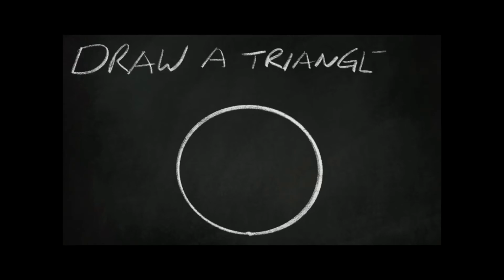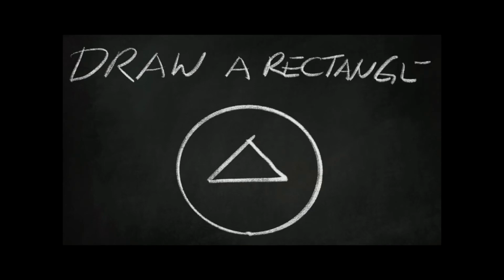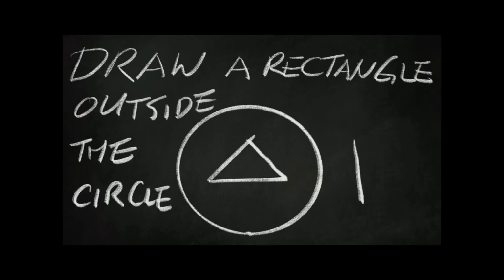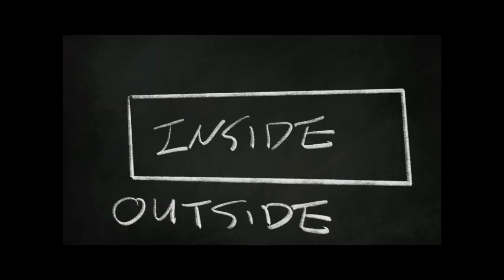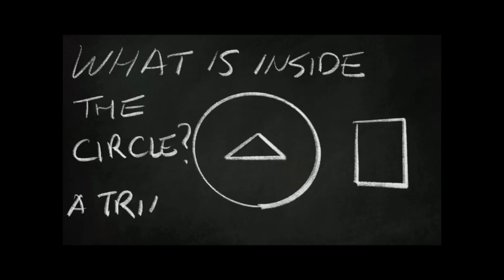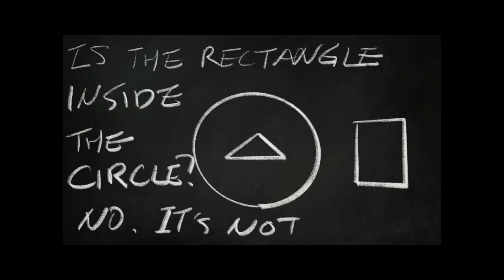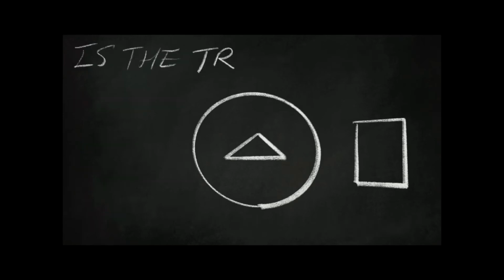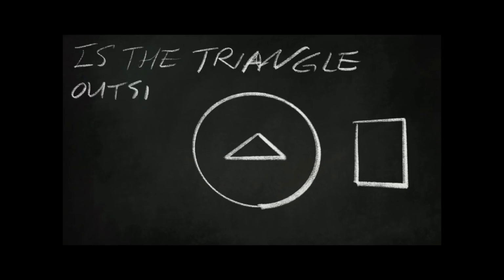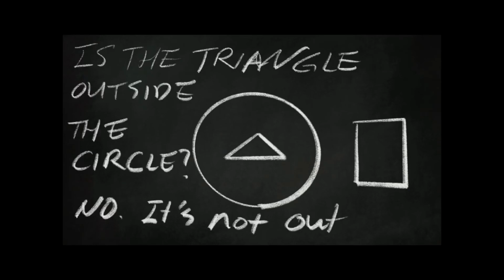Draw a circle. Draw a triangle inside the circle. Draw a rectangle outside the circle. Inside, outside. What is inside the circle? A triangle. Is the rectangle outside the circle? No, it is not. Is the triangle outside the circle? No, it's not outside.